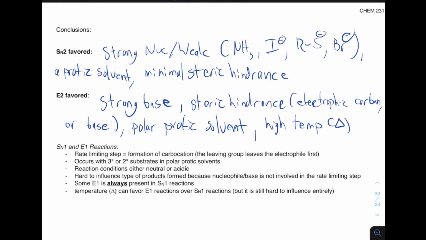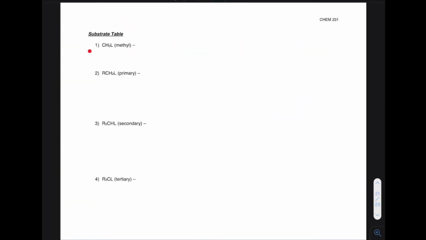I might give an example where we might see E1 favored, and it'll mostly be due to temperature, but in general you don't really need to worry about that, and always assume there is an equal mix of E1 and SN1 reactions. So to cap things off here, let's look at a substrate table, or rather, kind of our electrophile table, where L stands for leaving group. Okay, so there's L in every case here.